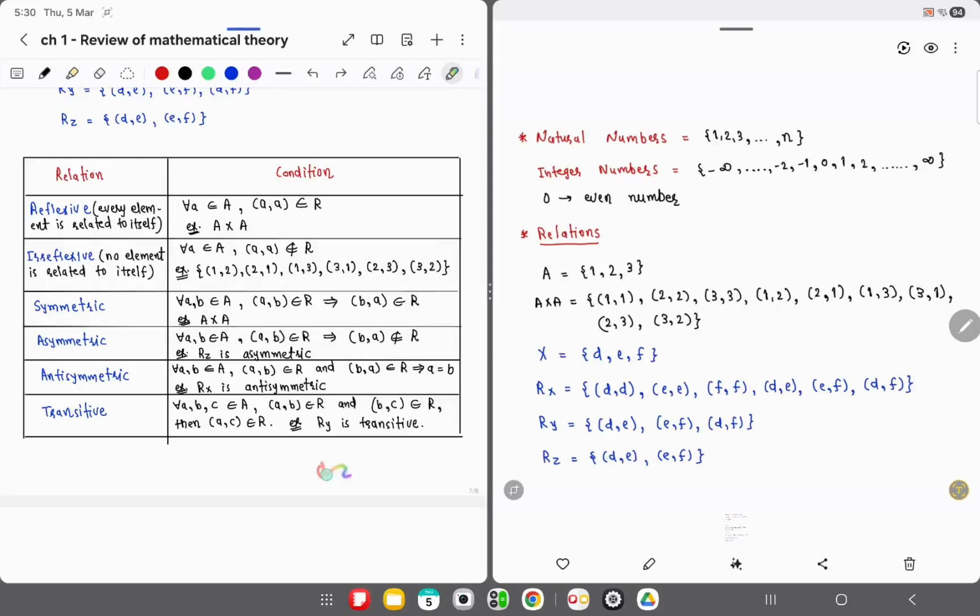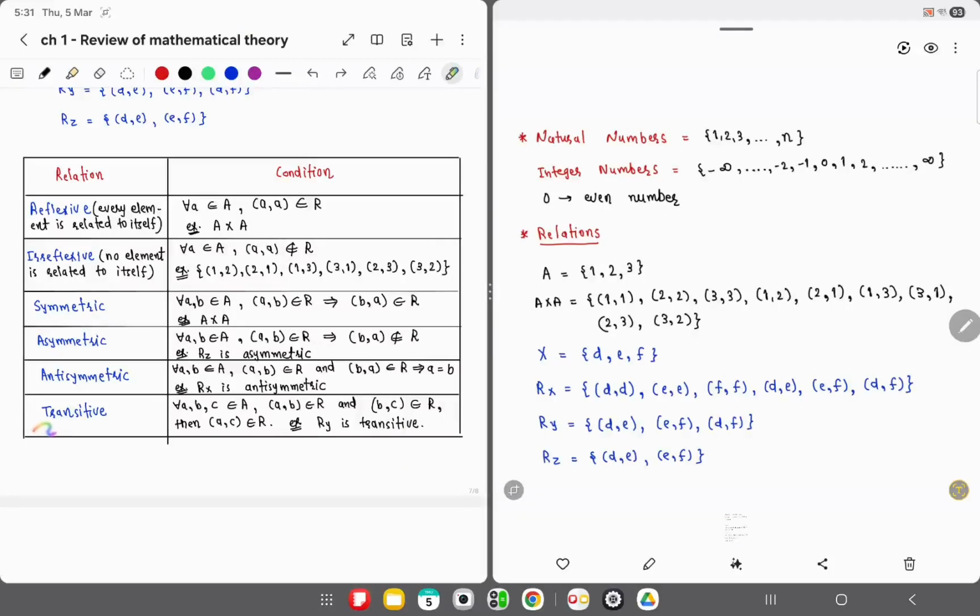Here (D,E) is there, but the reverse of this, (E,D), is not present. So we can say that it is antisymmetric. For (E,F) also, (F,E) is not present. For (D,F), (F,D) is not present. So we can say that it is antisymmetric.